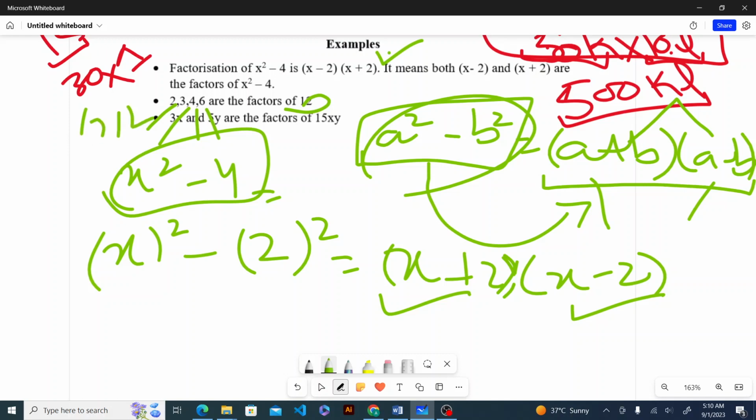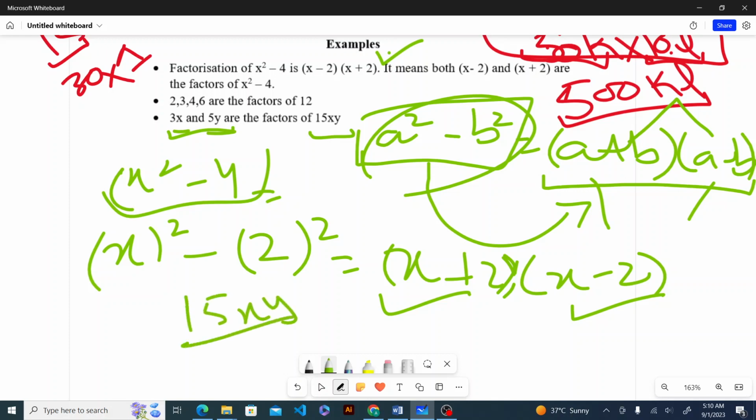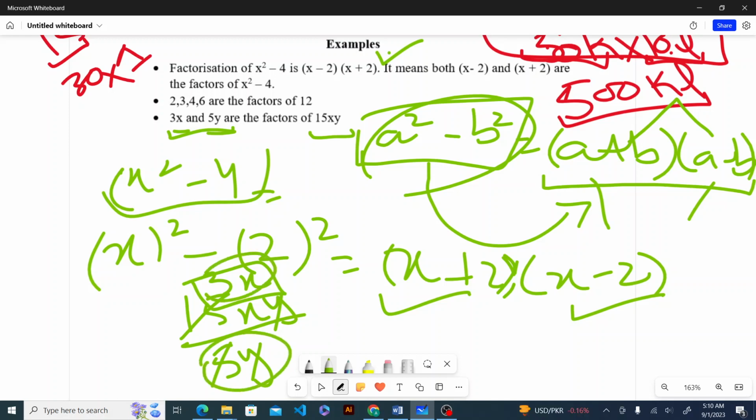Then I have written another example here, which is 3x and 5y are the factors of 15xy. Why? Because when we multiply 3x with 5y, we get 15xy. Or in other words, when we divide 15xy with 5y, what do we get? y will be cancelled out with this y, and 5 3s are 15, and 3x. So we get 3x as the quotient of 15xy divided by 5y, and we don't have any remainder. So 5y as well as 3x are the factors of 15xy.